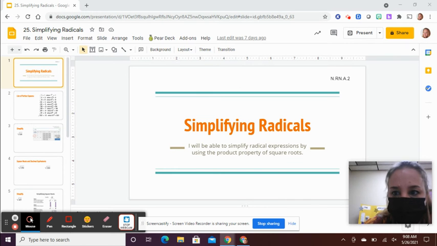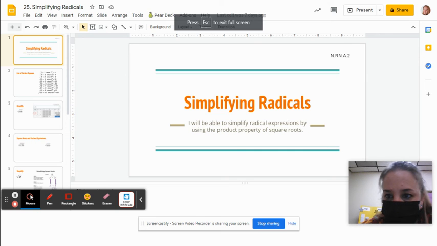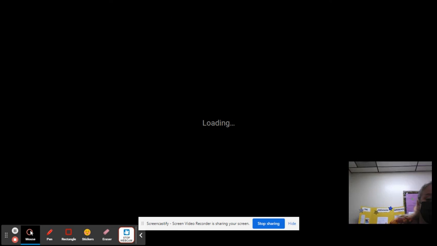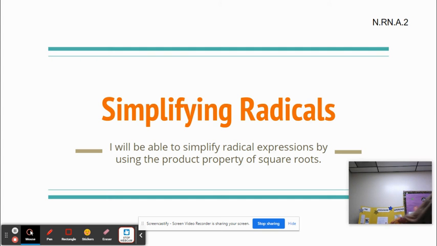All right, so let's talk about simplifying radicals. The thing about simplifying radicals is radicals are the same as square roots, basically, just a different word. So let's take a look at what that really looks like.